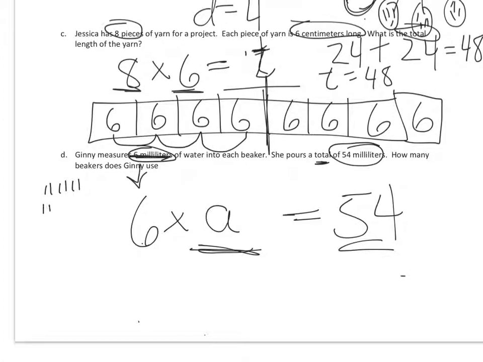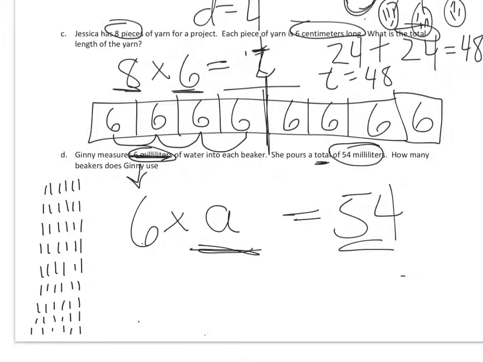So that was 6. 7, 8, 9, 10, 11, 12, 13, 14, 15, 16, 17, 18, 19, 20, 21, 22, 23, 24, 25, 26, 27, 28, 29, 30, 31, 32, 33, 34, 35, 36, 37, 38, 39, 40, 41, 42, 43, 44, 45, 46, 47, 48, 49, 50, 51, 52, 53, 54. Yes! We did it.